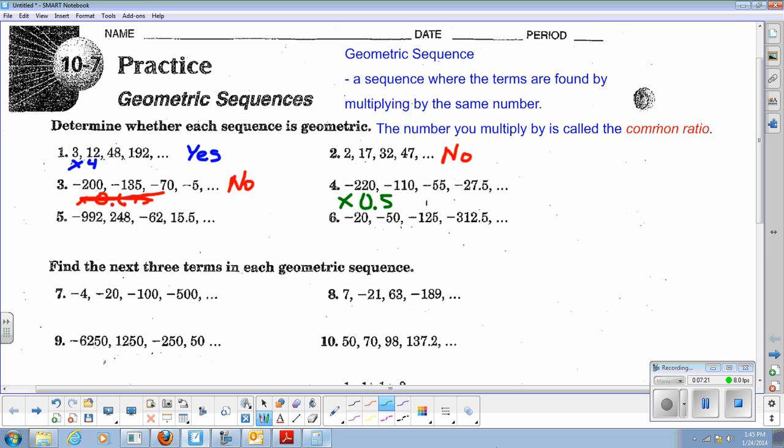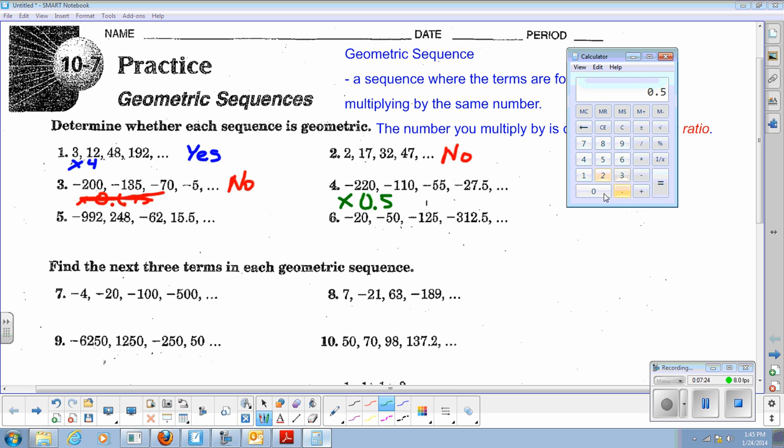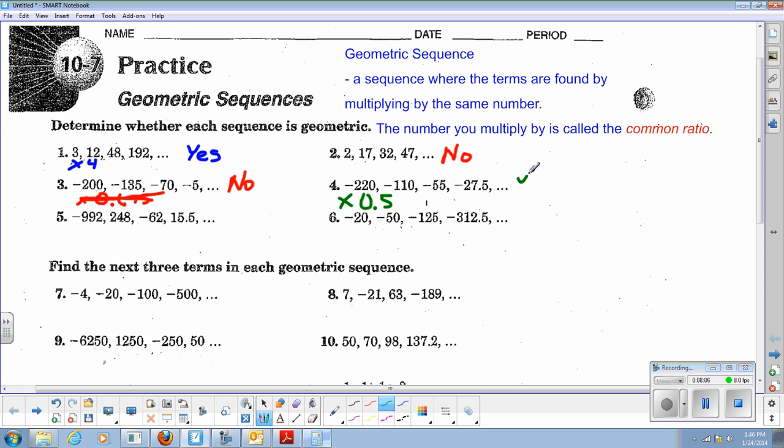All right, so we know that if we take negative 220 and multiply that times 0.5, I get negative 110. Now I want to take negative 110 and multiply again, times 0.5. Let's see what I get for an answer. Negative 55. Aha. Maybe I found the correct thing. Let's try it to see if we can get the last term. We want to get negative 27.5. Since negative 55 is in my calculator already, I'm going to push times 0.5 equals negative 27.5. So yes, this one is geometric. It is always multiplying by 0.5.